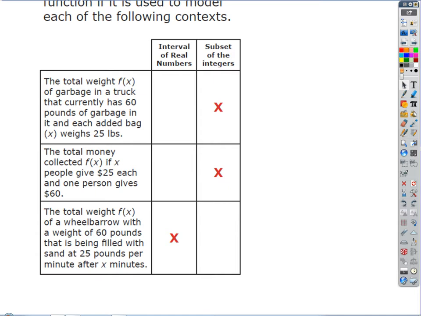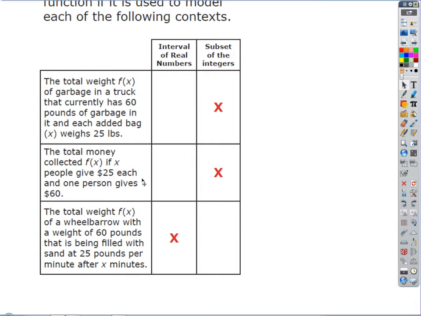It's going to be some subset of the integers, right? So it's only going to be integer values in the domain, every 25. Does that make sense? Total money collected, if people give $25 each and one person gives 60. Once again, you're not going to have parts of $1. They're all just in bills, right? In increments of $1. So that would be integers.